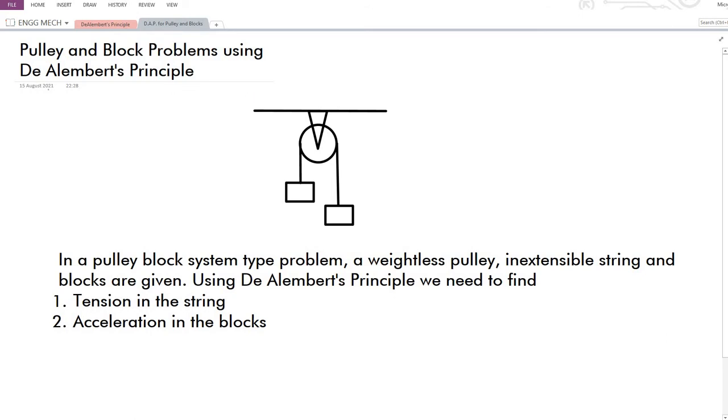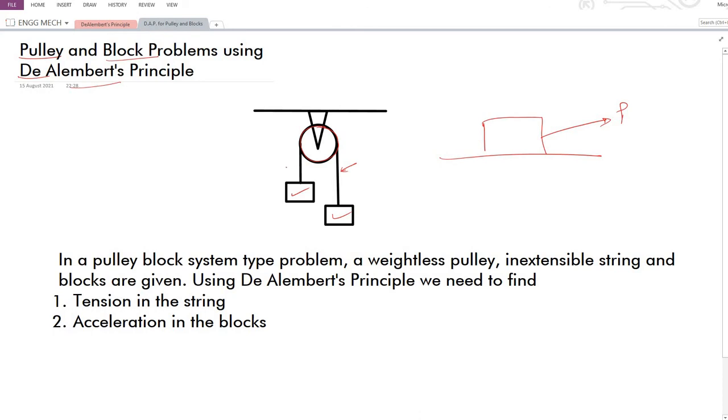So we saw some problems regarding D'Alembert principle where we were having a block and some force was going to pull or push it. Now here in pulley and block type problems, we will be given a pulley, and over the pulley a string will be there, and to both ends of the string some blocks will be attached.